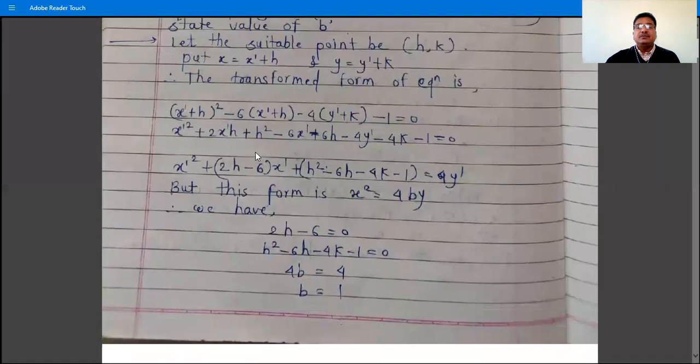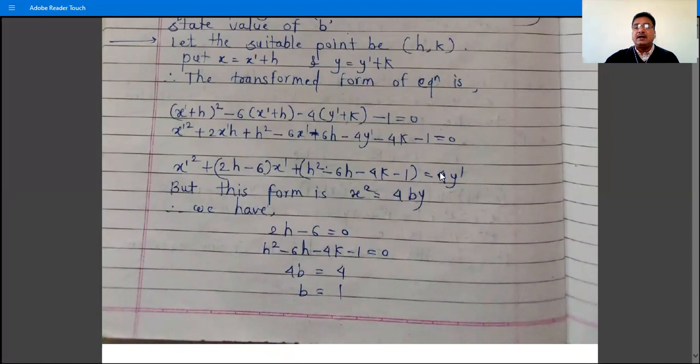So if we compare these two equations, then what do we have? x dash square, and here is x square, so there is no x term. So the coefficient of x dash is 0, because the LHS of this equation is x square, but there is no term of x. Similarly, the constant coefficient h square minus 6h minus 4k minus 1 is also 0.